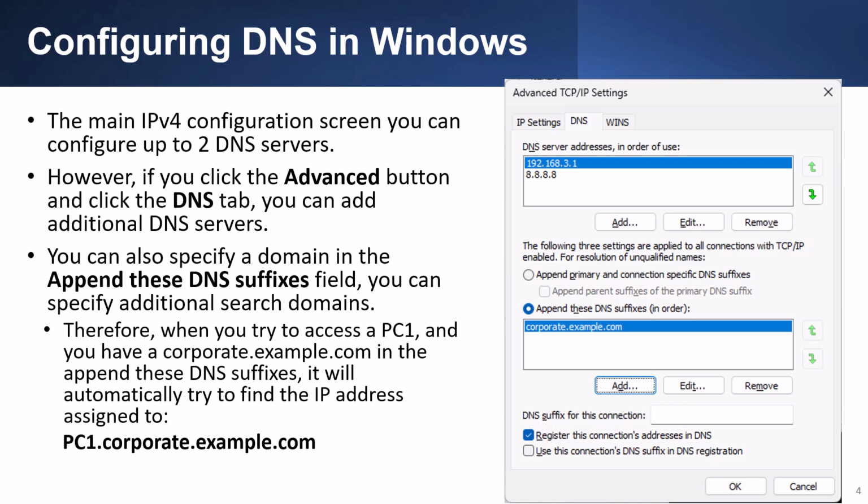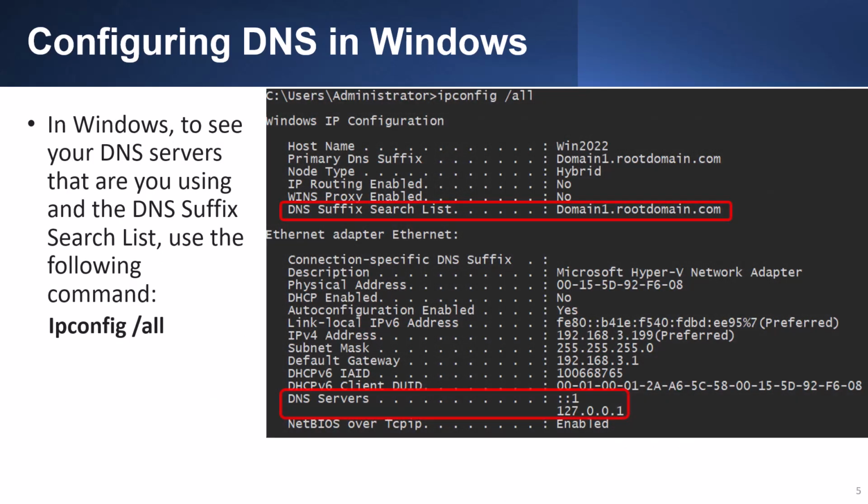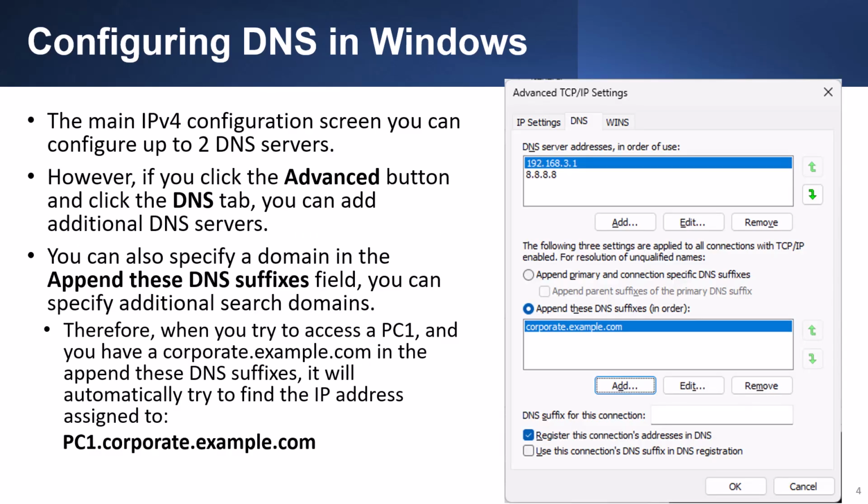Therefore, when you try to access PC1 and you have corporate.example.com in the Append these DNS suffixes, it will automatically try to find the IP address assigned to pc1.corporate.example.com. Note, you can put multiple DNS suffixes to search, which will tell DNS to go down the list until it finds a match or it reaches the end. If no record is found, it will tell you an unknown host or name or service not found or similar error message.